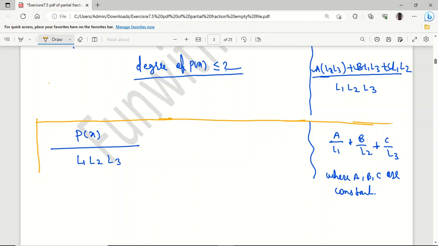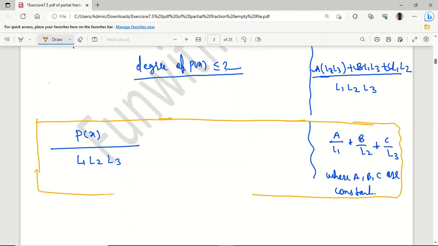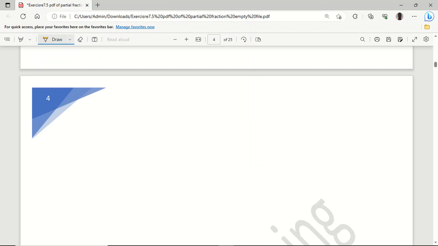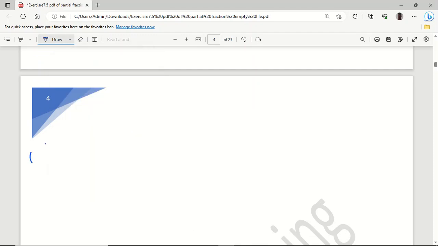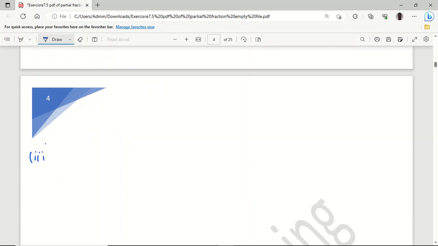Now we are moving on to the third form of rational expression. The third form is of type Px upon L1 square L2. Here you can observe one thing, I told you at the start only.